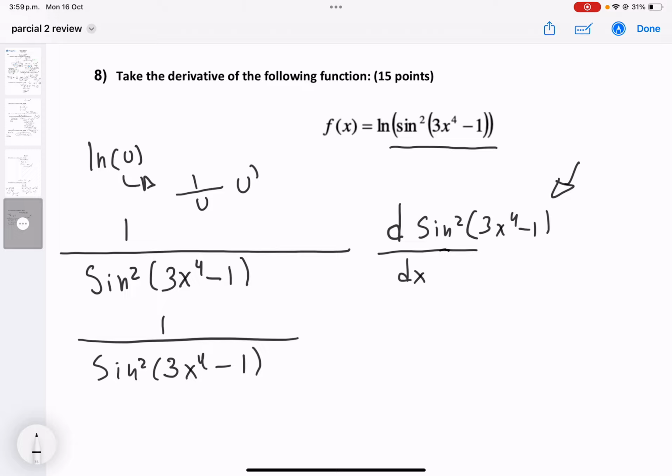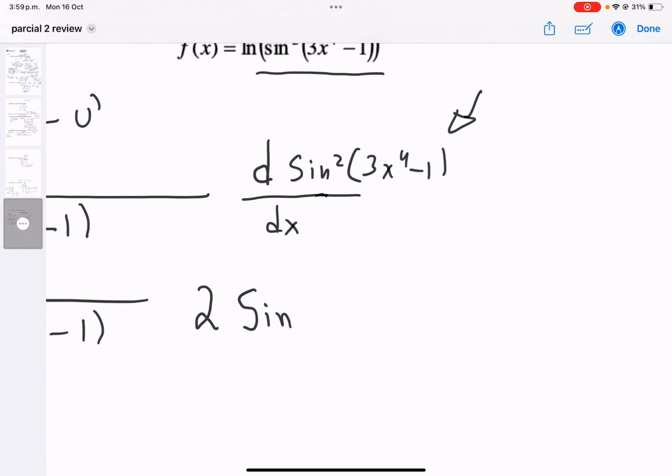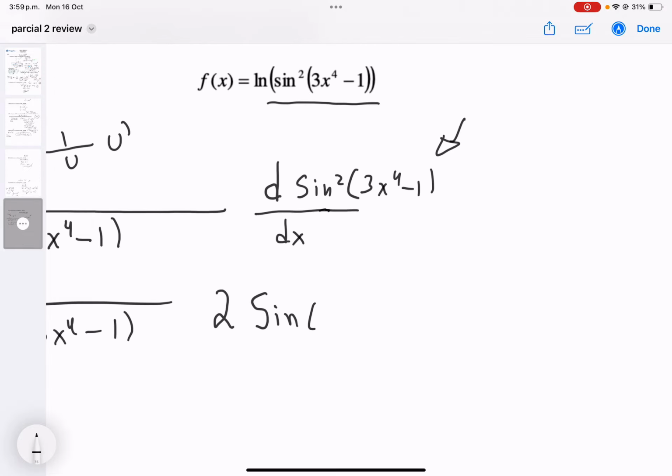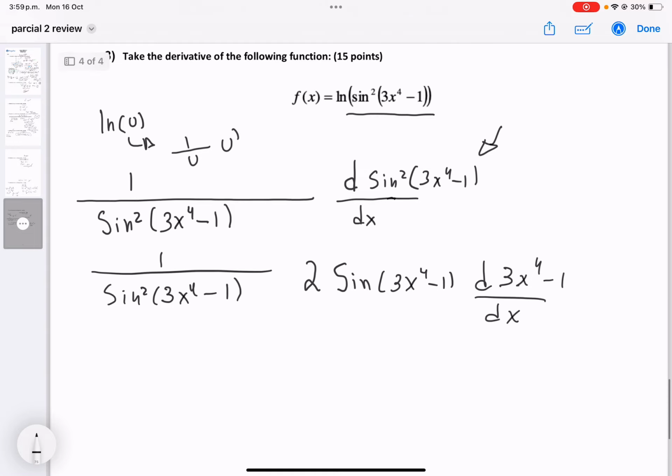This is not going to change, so I will just rewrite it here. And then here, what is the derivative of this function? Well, I have to take the number 2 to the left side and take away 1. So instead of having this squared, I will just have it at 2 minus 1, which is 1. Sine of 3x to the 4th minus 1, multiplied by the derivative of what is inside, because chain rule again, 3x to the 4th minus 1. You see, this is chain rule again. So this part here I will just multiply here.